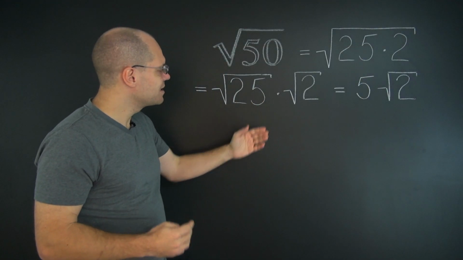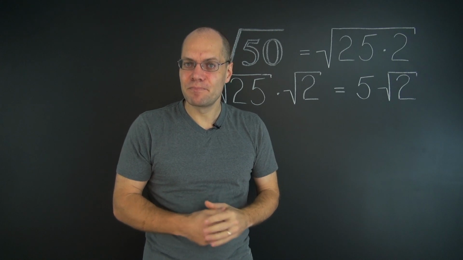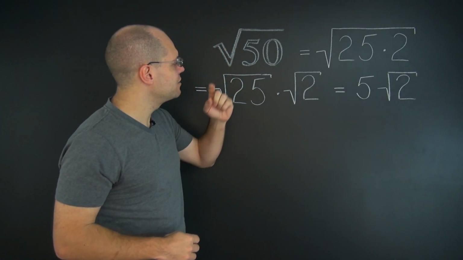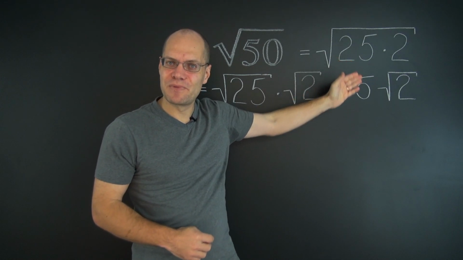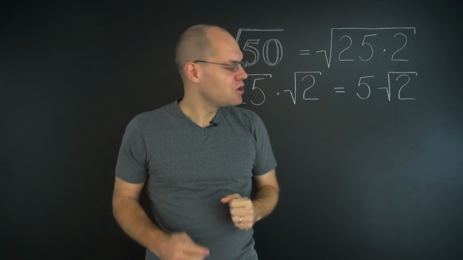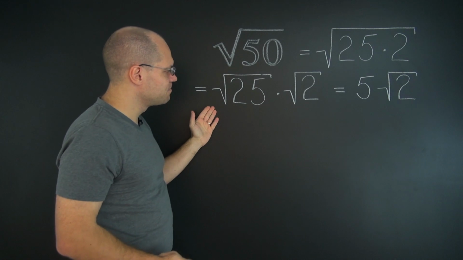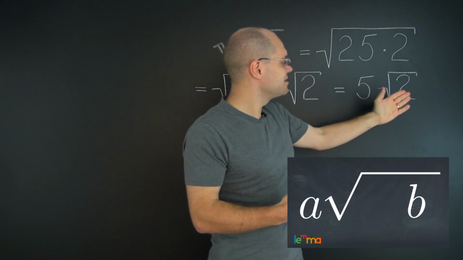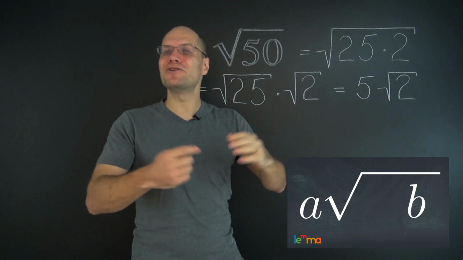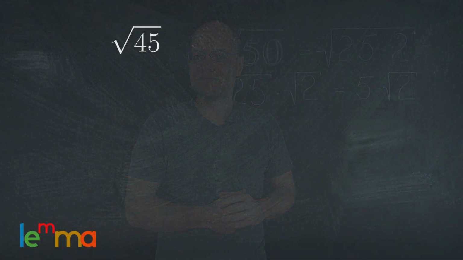However, this problem is a little bit more difficult because you first have to identify the largest divisor of the number that's a perfect square. But once you've done that, you should skip these two steps and simply write its square root outside, and what's left stays inside. Here are a few more examples.